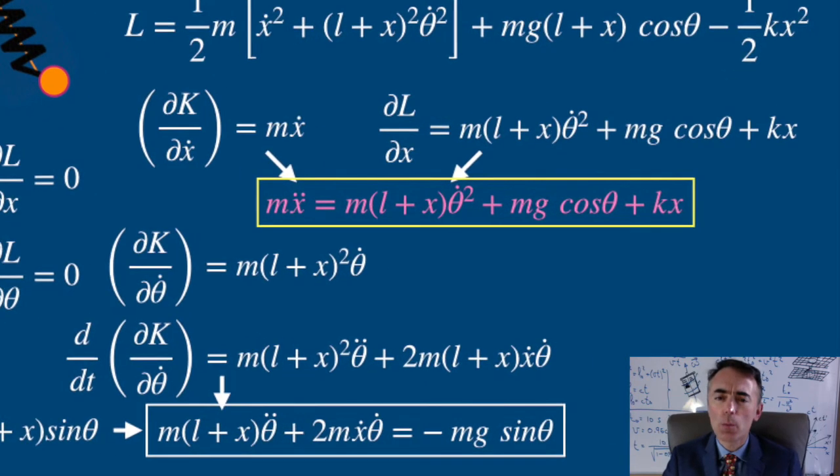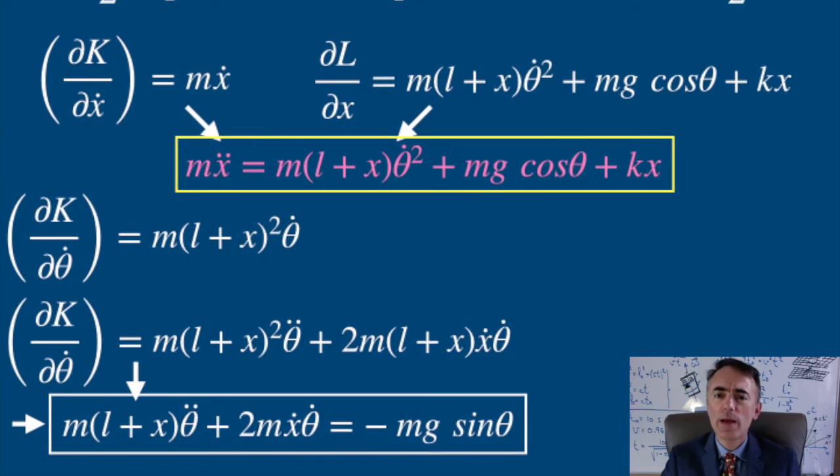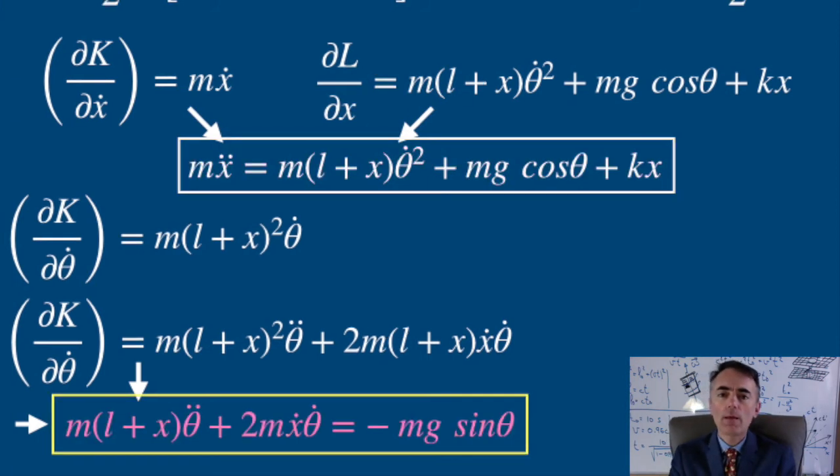For the radial component, we have the gravity force, the force of the spring, and the centripetal force. Remember that in polar coordinates we are not in an inertial frame. And the second equation is the tangential F equals ma, where the second term is the Coriolis force, again due to not being in an inertial frame. So these are again Newton's second laws.